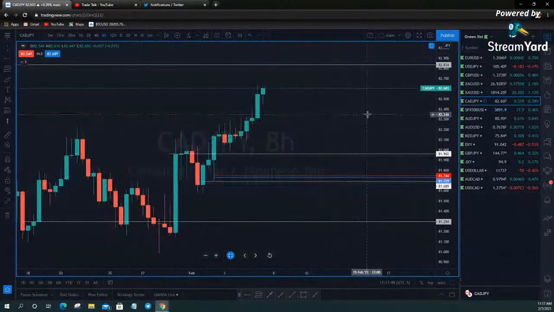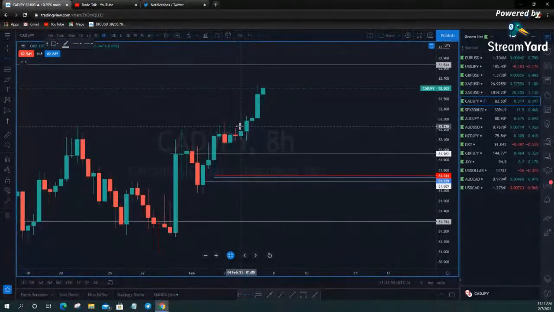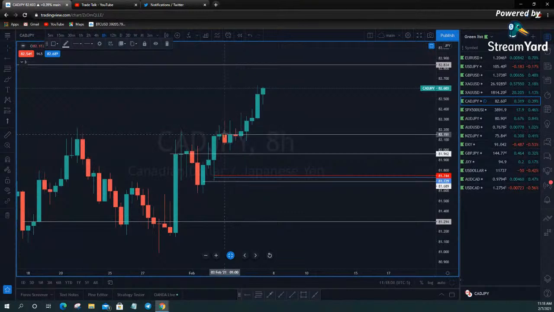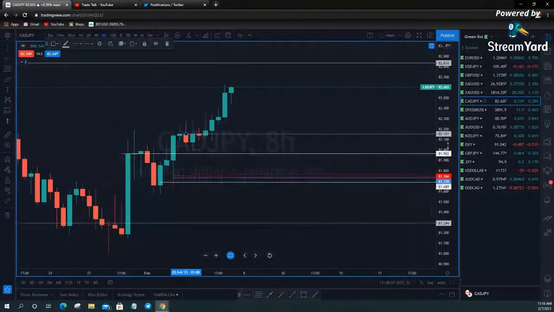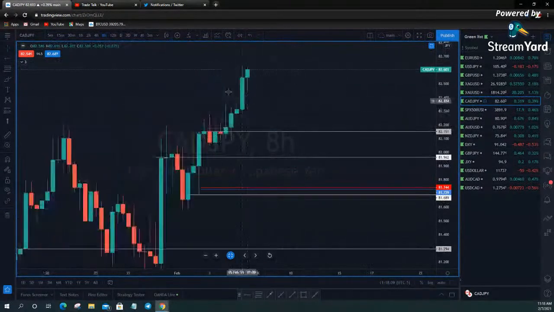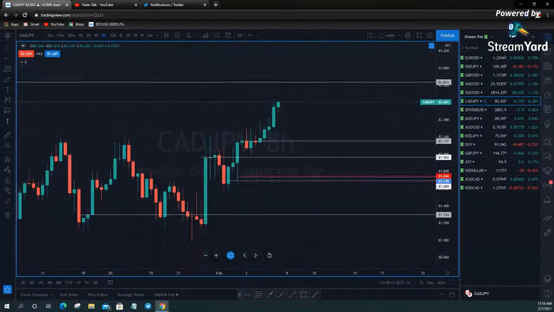And the reason being is because you see all these wicks. They were trying to break out, but they were having trouble, but they did break out. So I'm looking for that to come back into play eventually. As a retest, in my opinion, as long as you're not closing 8-hour candles below 82.151, that would be another spot to look for another entry. I mean, I'm bullish on this.